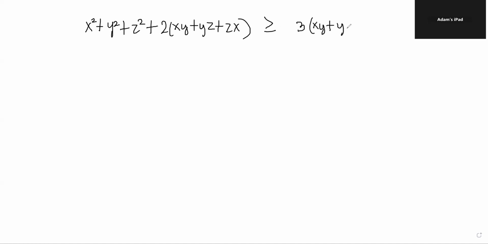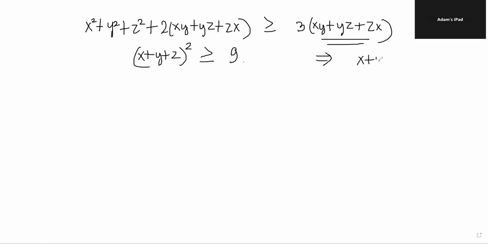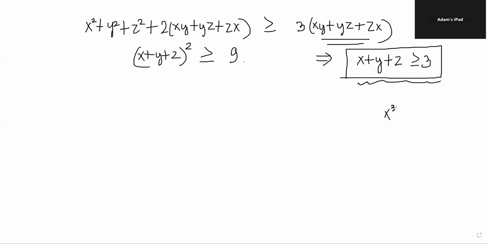No, I am making a mistake. What we are getting is x square plus y square plus z square plus 2 times xy plus yz plus zx is greater than or equal to 3 times xy plus yz plus zx. And this is simply x plus y plus z whole square. And we know from the condition that this is 3, so this is greater than or equal to 9, which implies x plus y plus z is greater than or equal to 3, right?